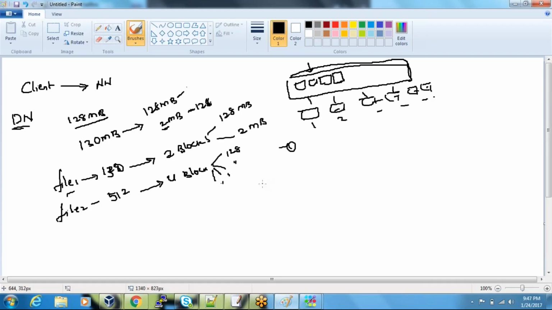Okay, I understood? No, you didn't get the point. Let's assume my whole cluster space is 1 GB. In this 1 GB space you are trying to keep file 1 and file 2. Let's assume file 1 occupies this space, with block 1 as F1B1 and block 2 as F1B2.